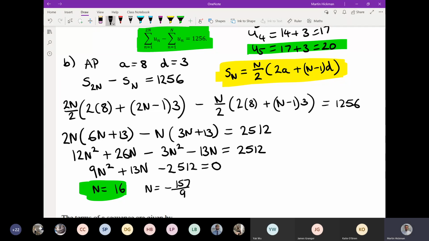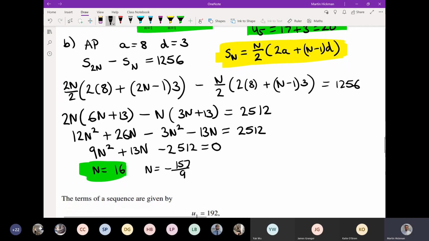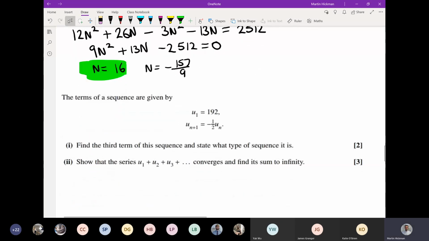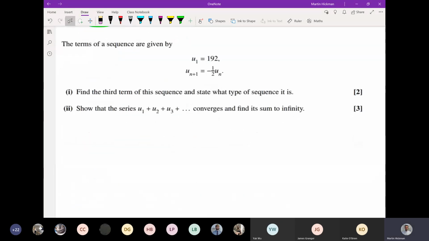I think what I'm going to do is go through the last one, but I'm going to leave this example here. The only difference really with this one is it's just an example with a geometric progression instead.